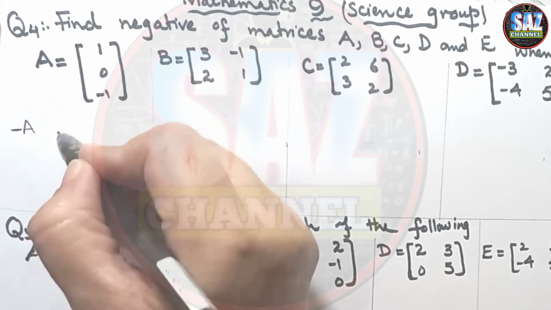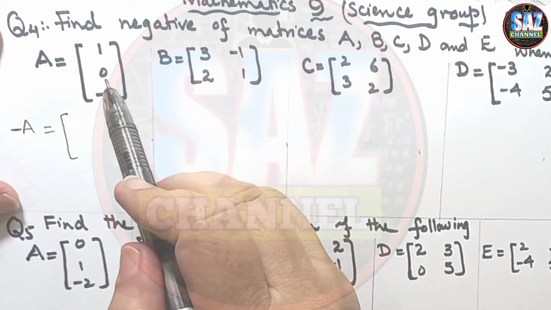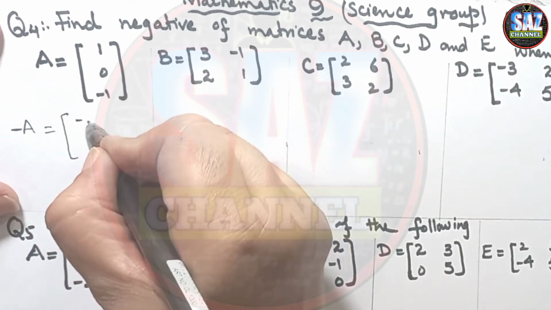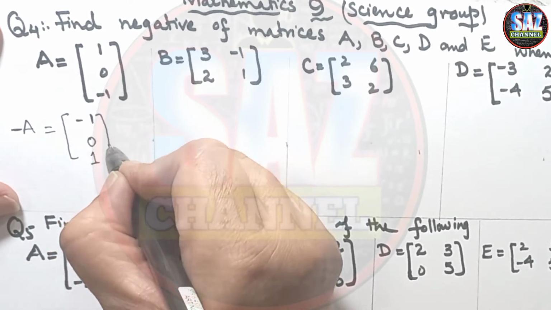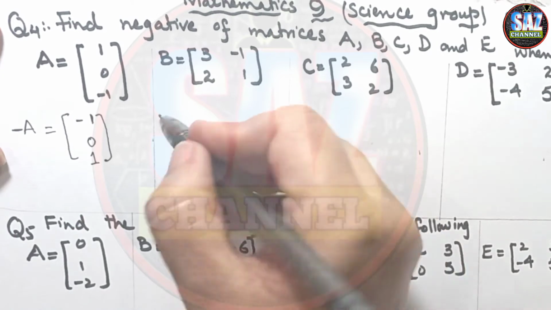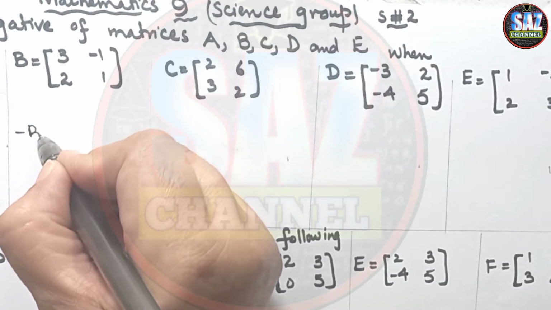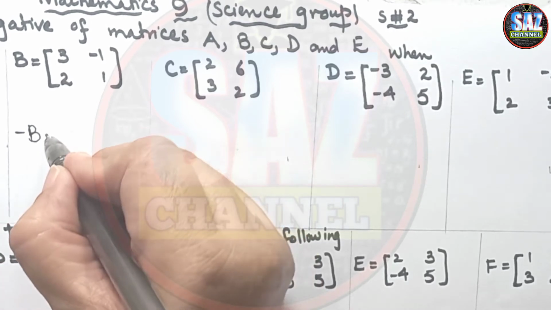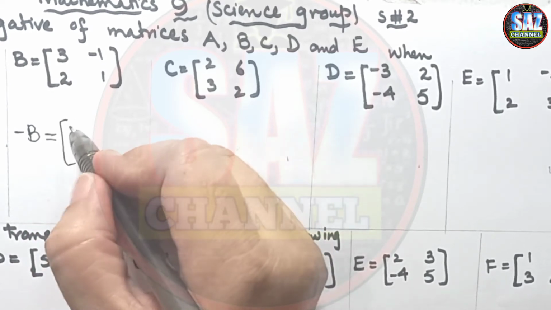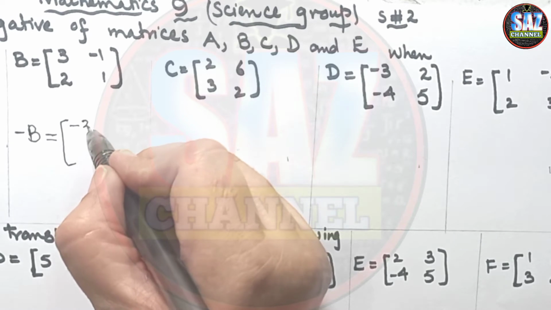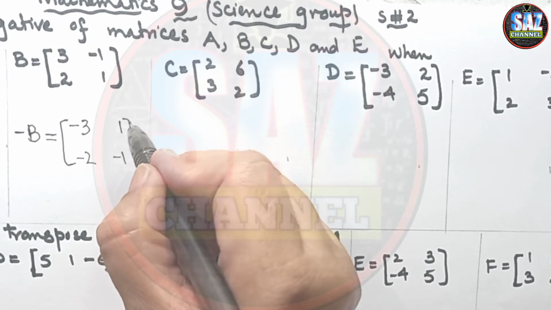So minus A will be equal to, as the original matrix has the first entry positive 1, it will become minus 1, 0 and positive 1. So this will be the negative of the matrix A. Coming to the second matrix, in order to get the negative of this, I have to multiply this matrix by minus sign, and the entries which are positive will become negative and negative will become positive. So the negative of B will be minus 3, positive 1, minus 2 and minus 1.